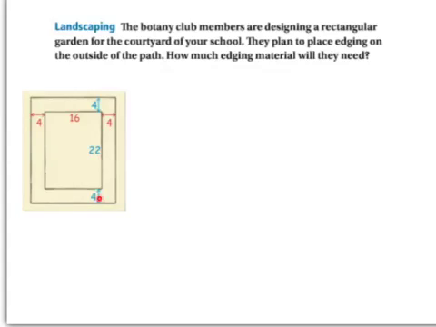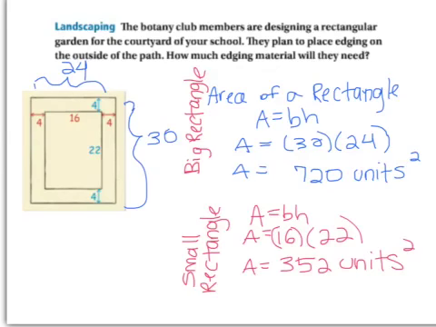So if this is 4, this is 22, and this is 4, then this entire side is going to be 22 plus 4 plus 4, which will give you 30. And on the other side, 16 plus 4 on either side is going to give you 24. So we're going to find the area of the bigger rectangle by multiplying the base times the height. So 30 times 24, you get 720 square units because we're not sure of the measurement that they're using.